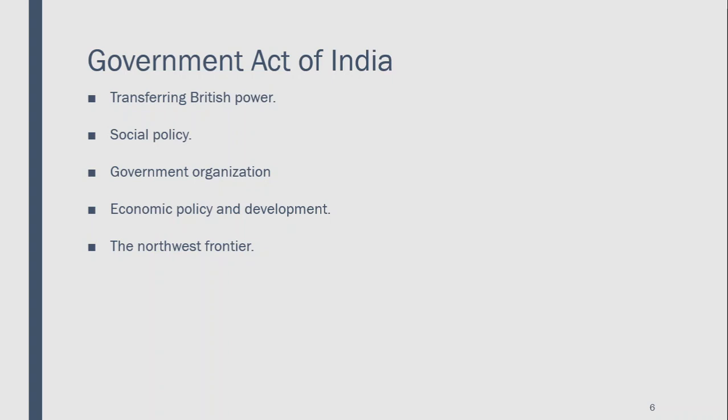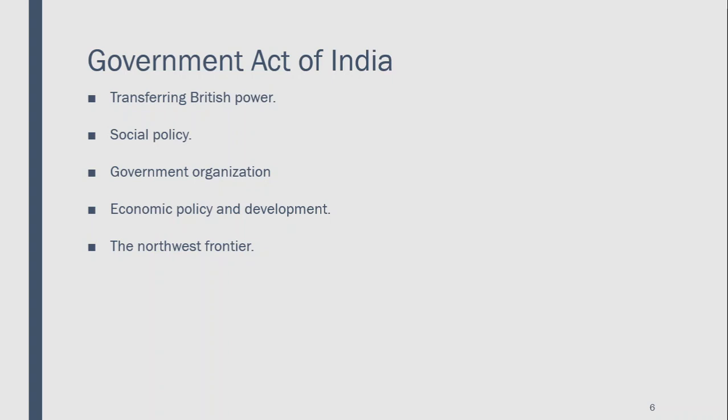Social policy. On November 1st, 1858, Lord Canning announced Queen Victoria's proclamation to the princes, chiefs and peoples of India. Queen Victoria added the title of Empress of India to her royalty. British fears of another mutiny led to the determination to keep the princely states as natural breakwaters.